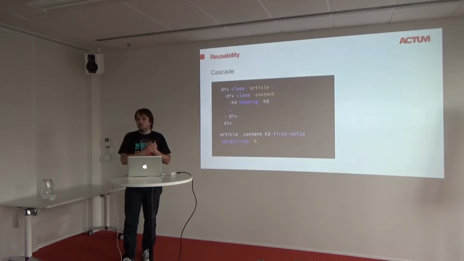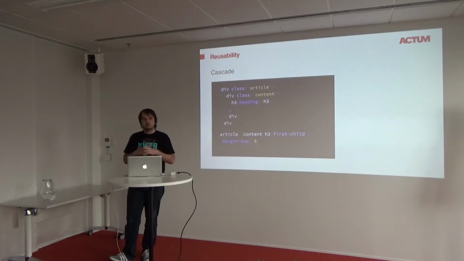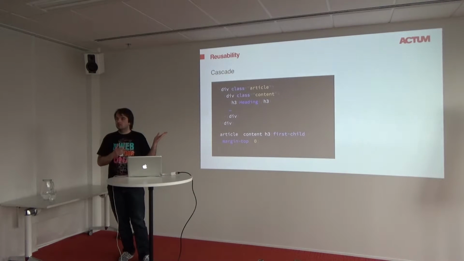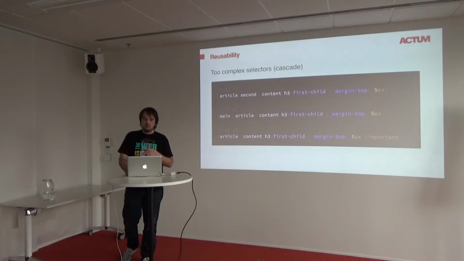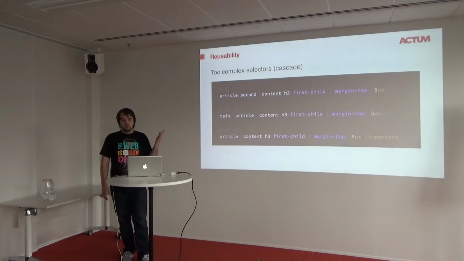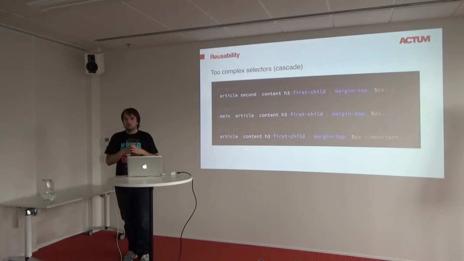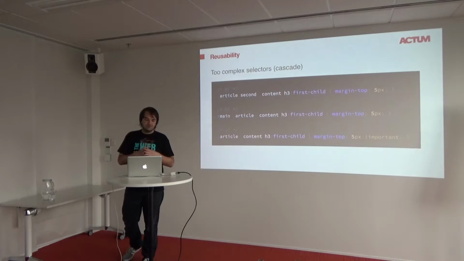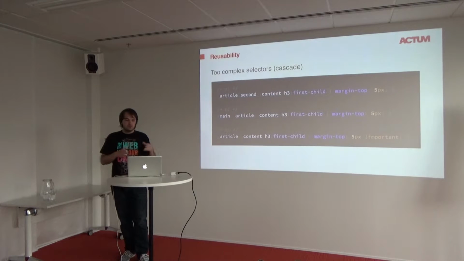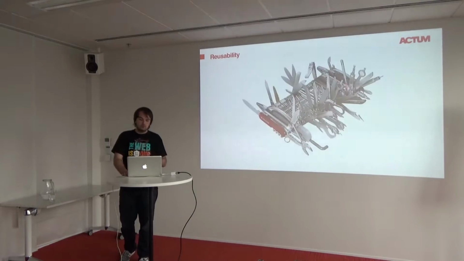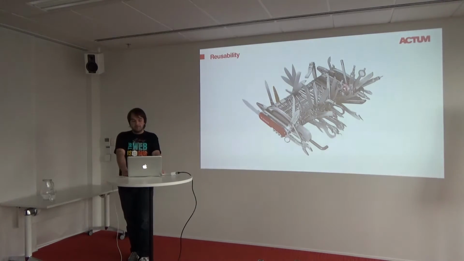Because imagine you want to add, for example, a margin of 5 pixels instead of 0 to another heading of the site. What can you do? You can either add another class or add an ID to increase the priority of the selector, to override the previous one. Or, for sure, you can use the important keyword, the famous one, to override it as well. But this still doesn't scale. Okay? So this was our reusability back then.